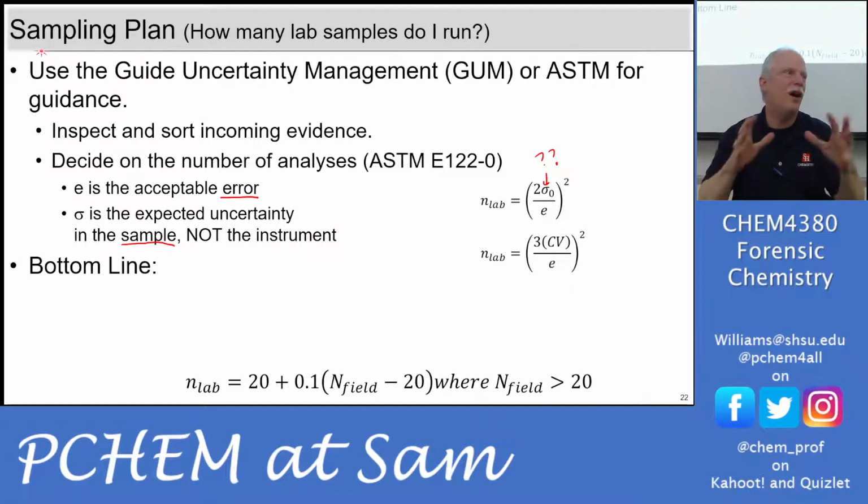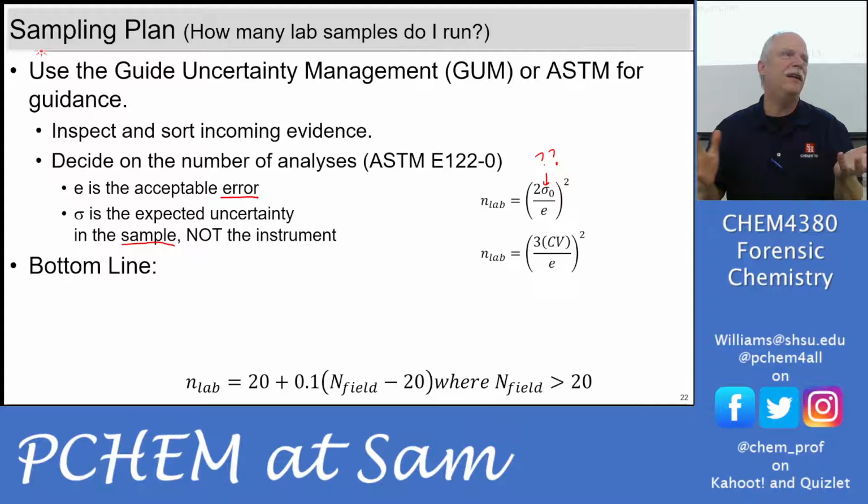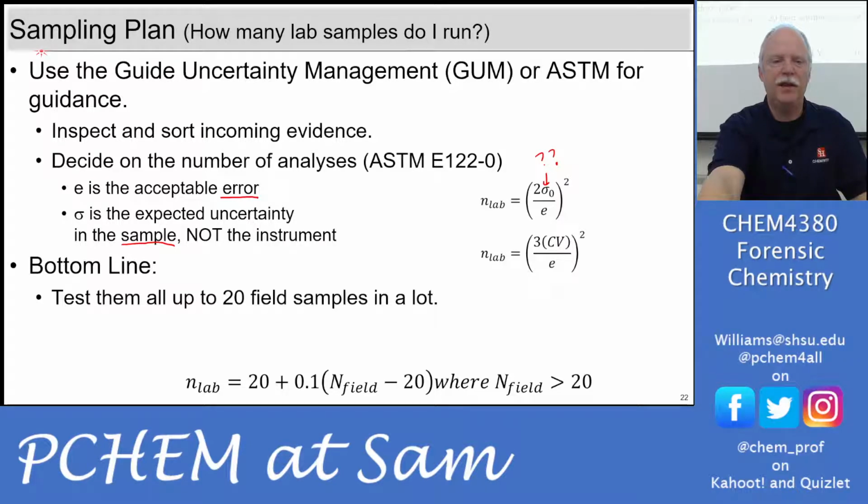And most of the time you have auto samplers, and so it's not a problem to do 20 or 30 samples. I mean, you can make them up pretty quickly in these trays and set them on the instrument. So 20 is an easy number to do. And so let's say if we have 10 samples and it's easy to do 20, let's just do all 10, right? But if we get above that, let's say we get to 20, we could do all 20. If we get more than 20, maybe we should just do 10% of what's above 20. And so that's been the rule of thumb that was passed down to me. And that is, you test all of them up to 20 field samples in a lot.